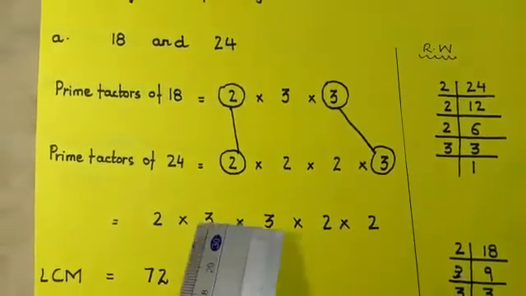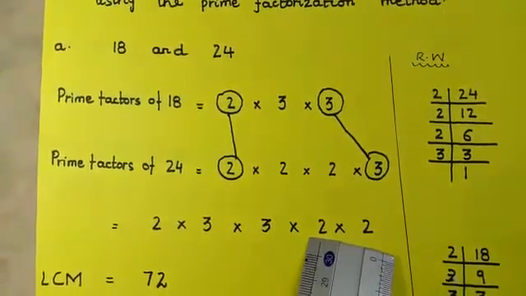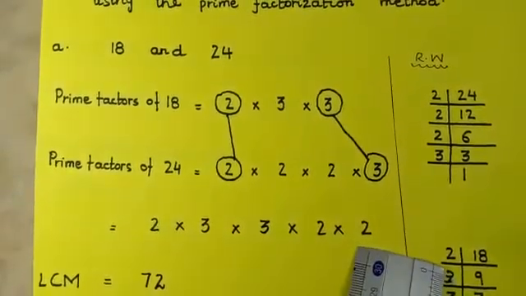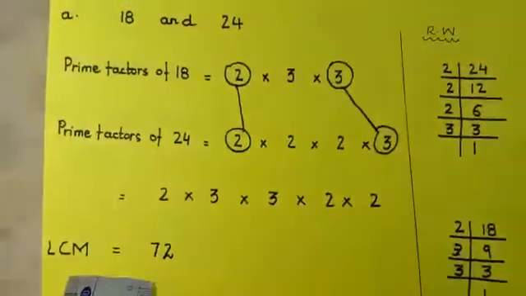2 3s are 6, 6 3s are 18, 18 2s are 36, 36 2s are 72. So the LCM of 18 and 24 is 72.